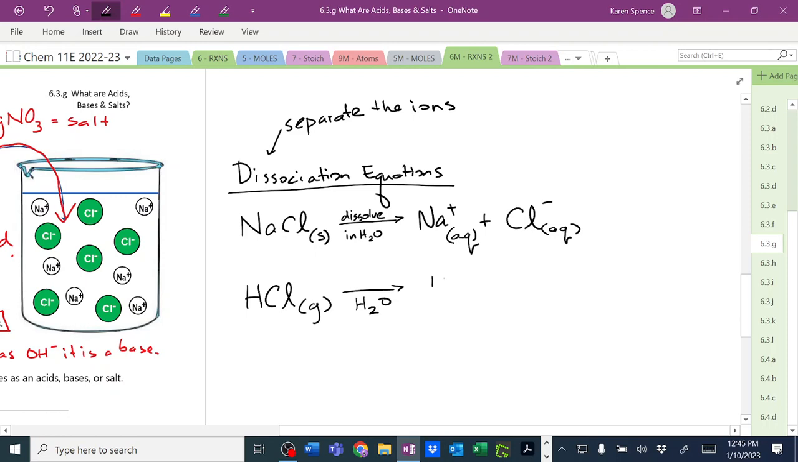You get H+ and you get Cl-, because basically we are still just separating the ions. And of course, these would also just be aqueous and aqueous.